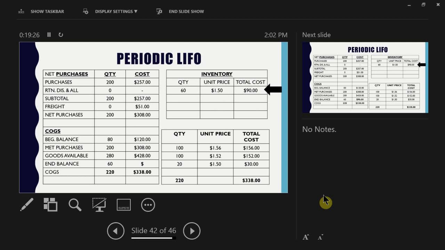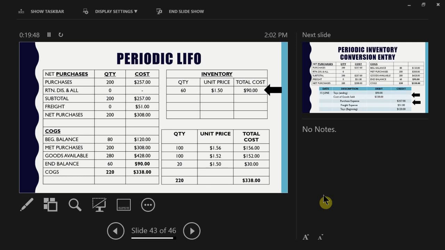Okay? And here it is. I calculated a total of 220, and the entire cost was $338. Plugged it in right there. So what should be my ending balance? The 90, from what we have left over from the top. So if we solved it from the top, you should have 60 remaining at $1.50, bringing you a total of $90 even. Okay? Everyone good with me so far?